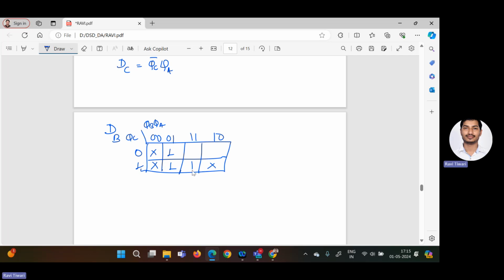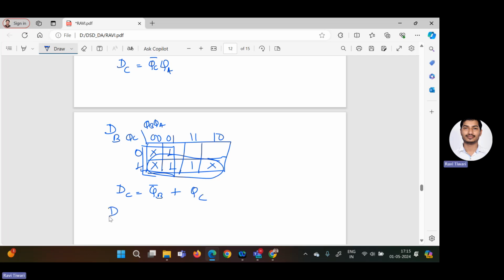Right? So here, if you see, we can make two quads. One quad like this, another quad like this, right? So now here, what will be the expression? DB will be given as QB bar, another one will be QC, right?